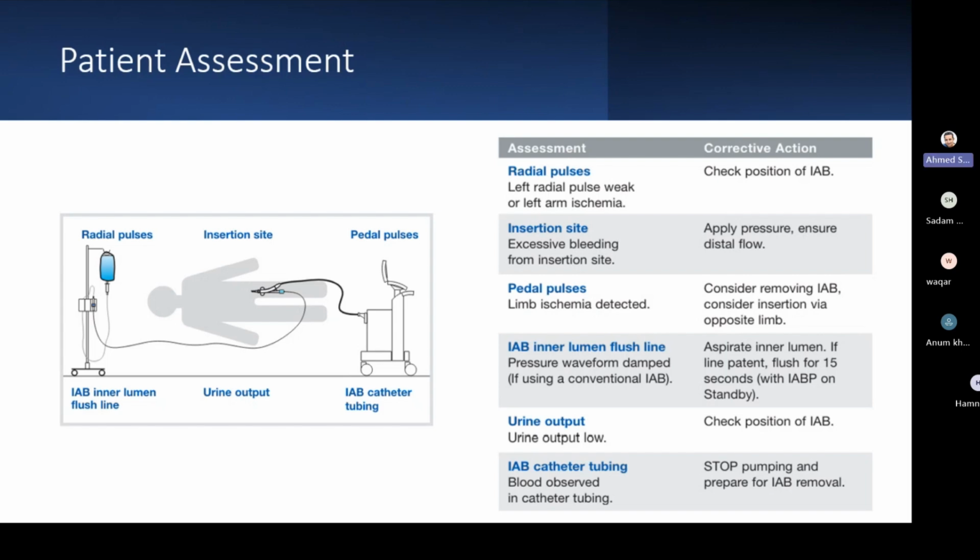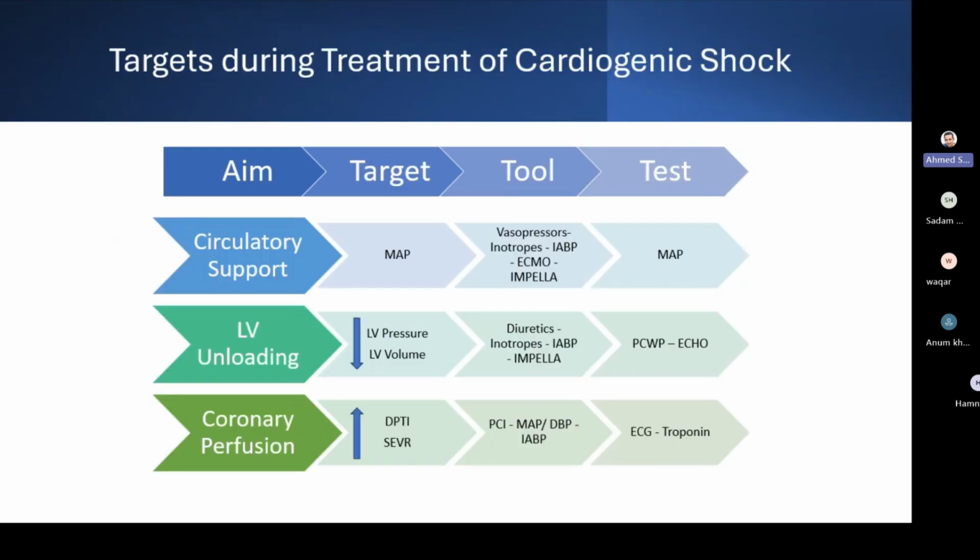And also you have to assess the pedal pulses, and you have to assess the inner lumen of the intra-aortic balloon. You have to make sure that the bag is filled with saline and inflated properly. And you have to check the urine output, and also check the catheter tubing. So in case you find blood inside the catheter tube, it might alarm you that the intra-aortic balloon might rupture.